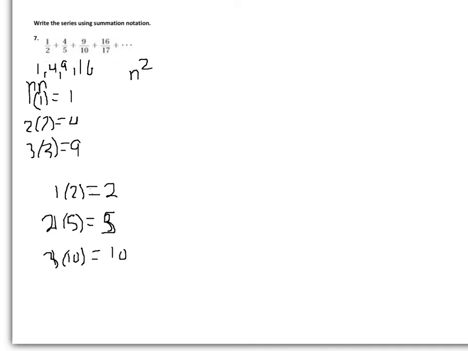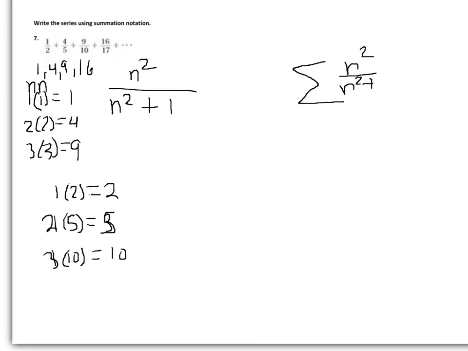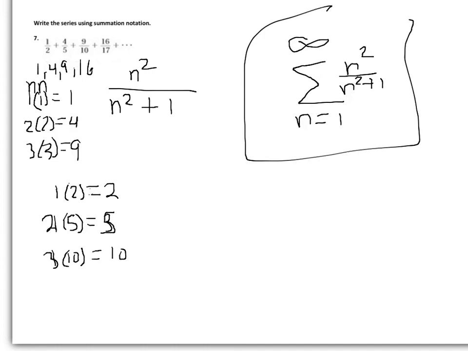But look back at the beginning now. What's the difference between the top and bottom of the fraction every time? What's 1 plus 1? 2. What's 4 plus 1? 5. 9 plus 1? 10. So we just had to identify patterns. We're including the top, but we're adding 1. So that's what goes here. Does it end? No. So you just put the infinity symbol up there. So there's your final answer. Okay?